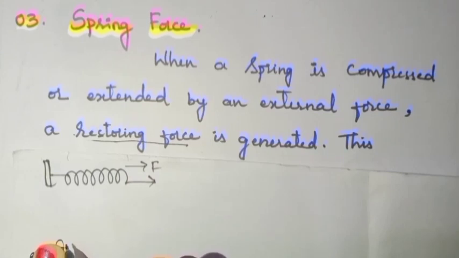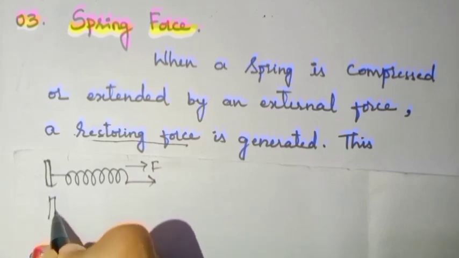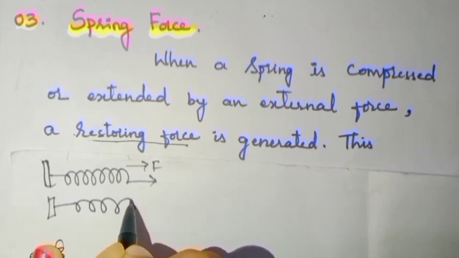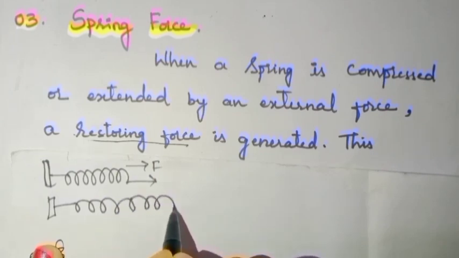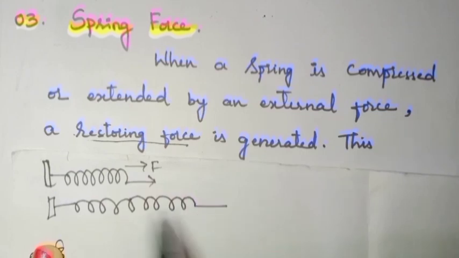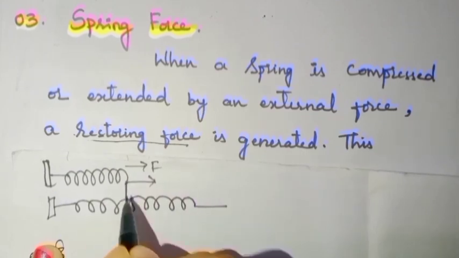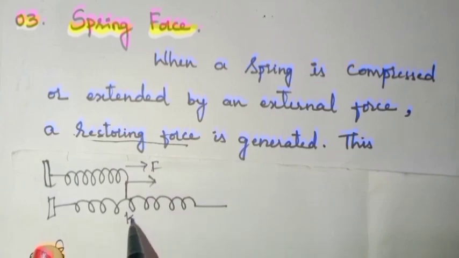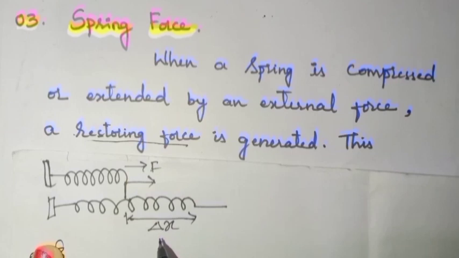So when you pull, what happens to the spring? The spring will elongate, its size increases, right? So here, it was the actual position, and when you have applied the force, the position has increased. So the displacement has increased. This is what we call delta x, and delta x is known as what? Change in displacement, or elongated displacement, or you can even just take it as x.